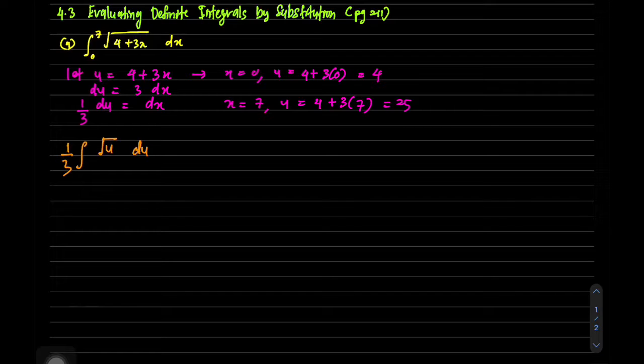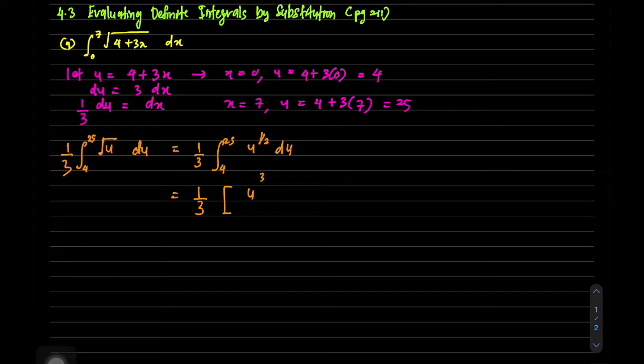So what happened to the limit? So instead of 0 until 7, this one is in terms of x. Now we change in terms of u. The values here is from 4 until 25. Then we integrate 1 over 3. We can put it first in terms of u power of 1 over 2 du.